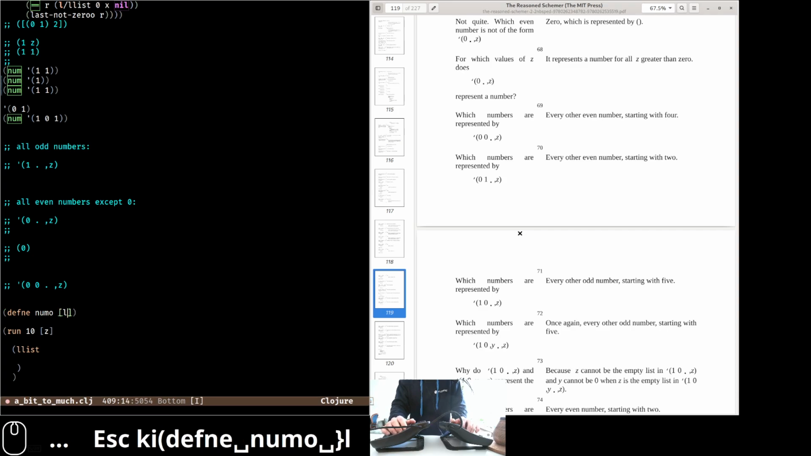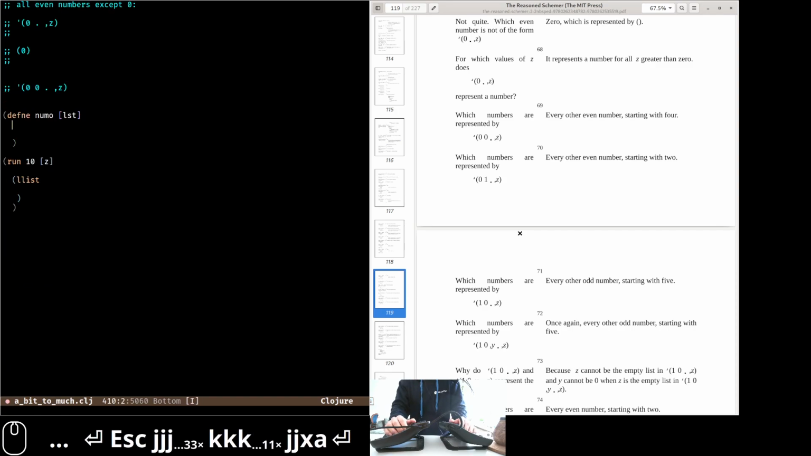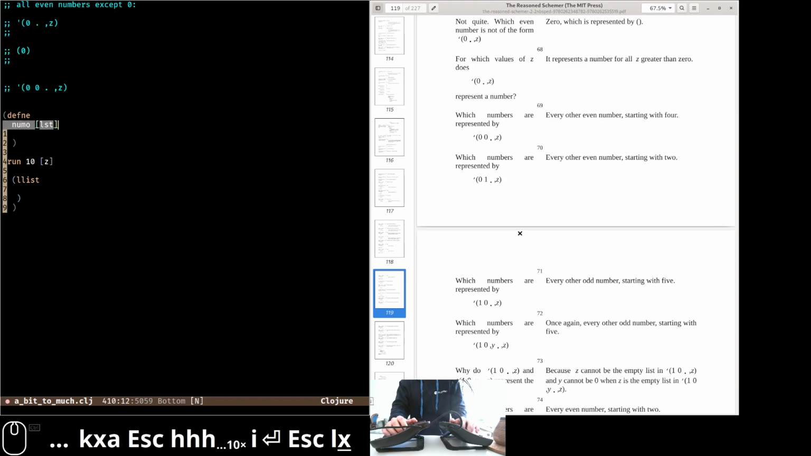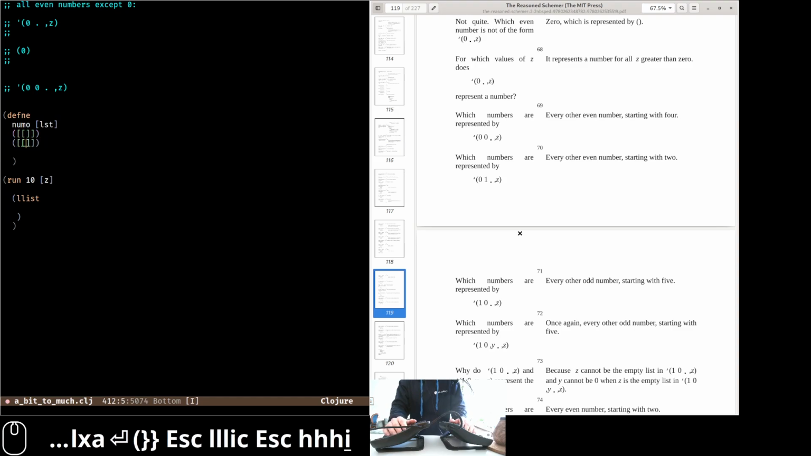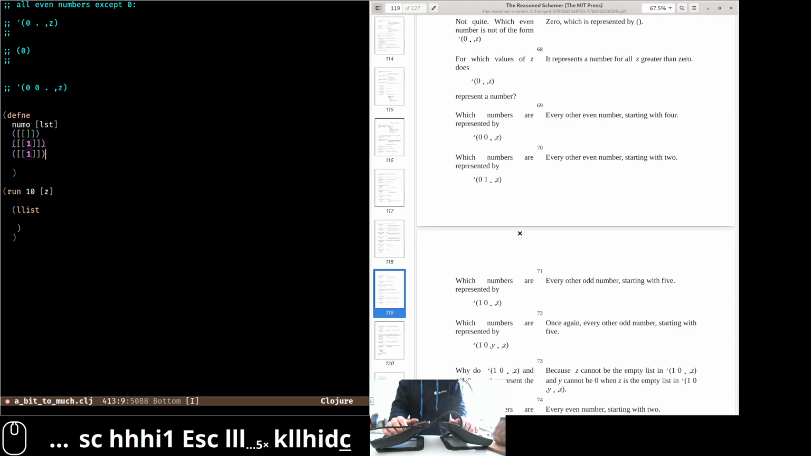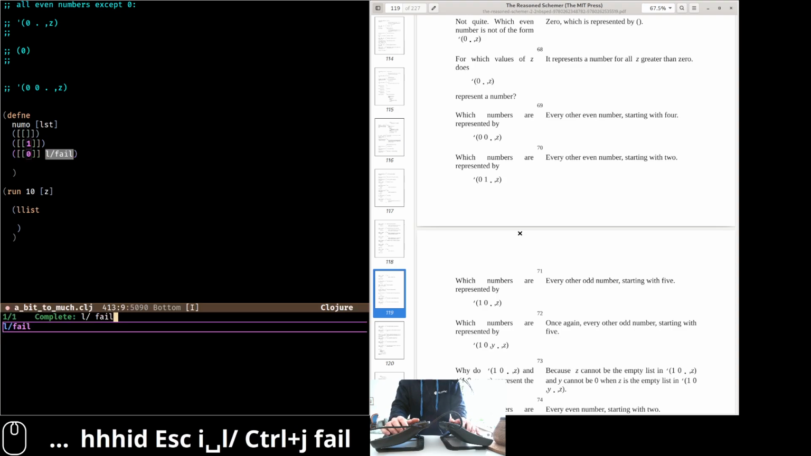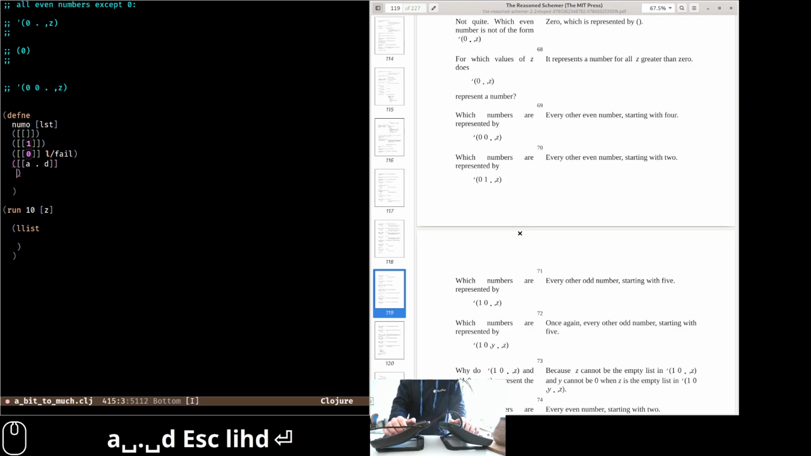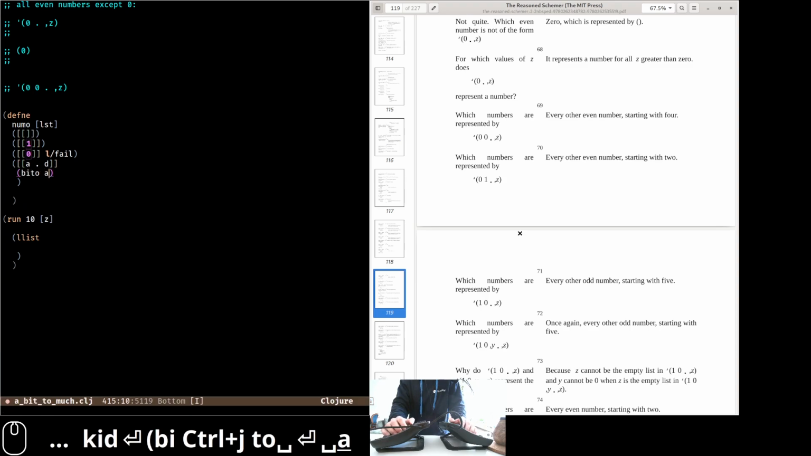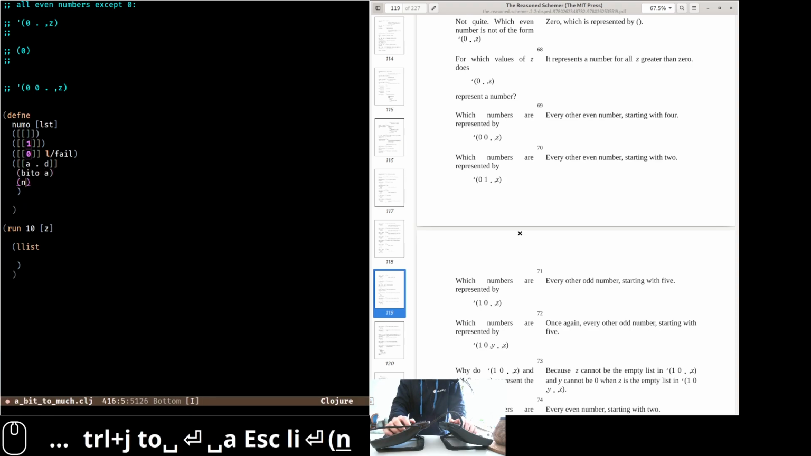This is numo, so this is a list of zeros and ones. Or the empty list is also allowed. Then what is also allowed is a list of 1. What is not allowed is, I guess I can say here, fail. And then what is also allowed is that you start with A and the rest is D, and then A is a bit, and then the rest is numo.